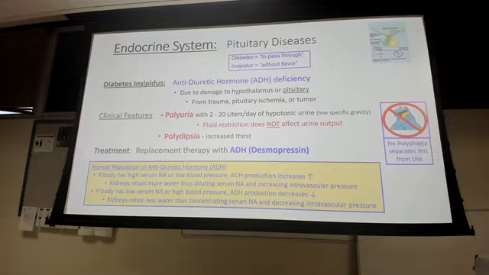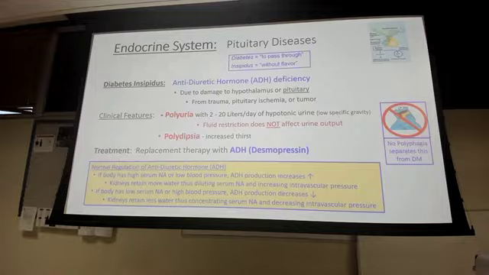If we are deficient in antidiuretic hormone, we're not making enough either due to trauma, if we have ischemia or necrosis to the pituitary gland or a tumor, then we're not going to be making it. And so as a result, we're not going to be holding on to water, and so these patients are going to be peeing a lot. They're going to pee, like it says, 2 to 20 liters a day, right? We don't even have 20 liters in our body.